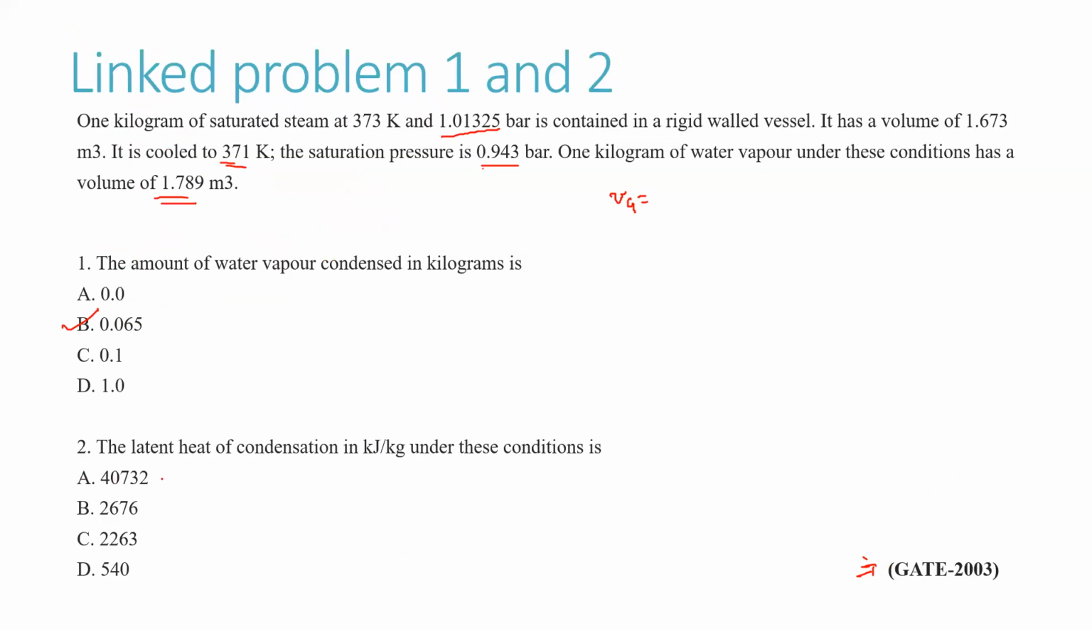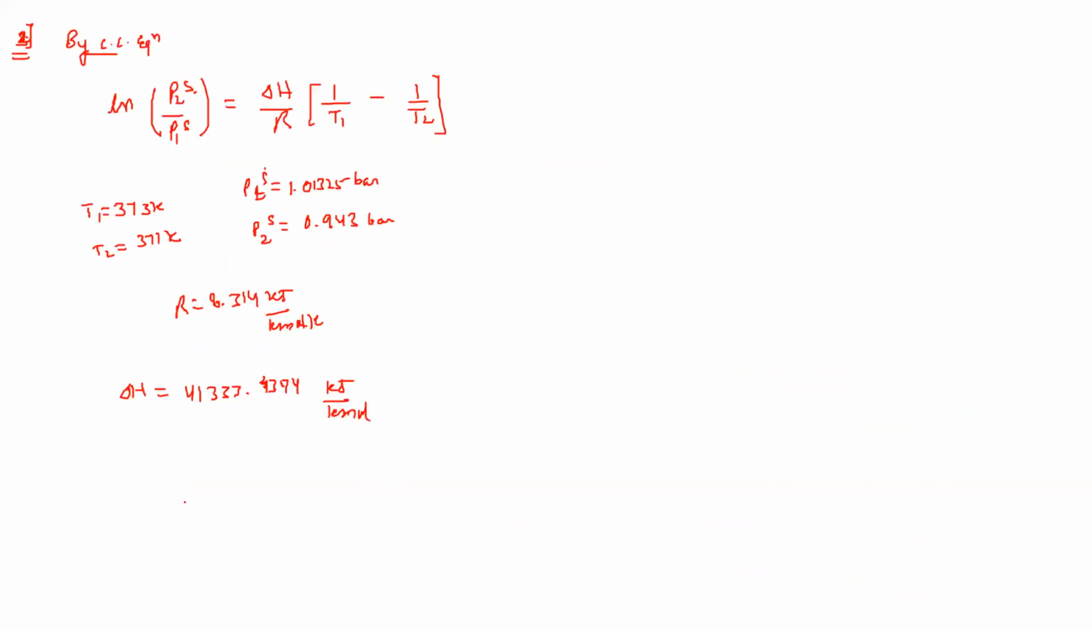Now, what most students will do, they'll go to the options and see that option A is very close to this, so they'll put this as the correct option. But that's not the case. Because what we have found is basically the latent heat of condensation in kilojoule per kilomole. What is required is the latent heat in kilojoules per kg. So keep in mind the units that you're solving.